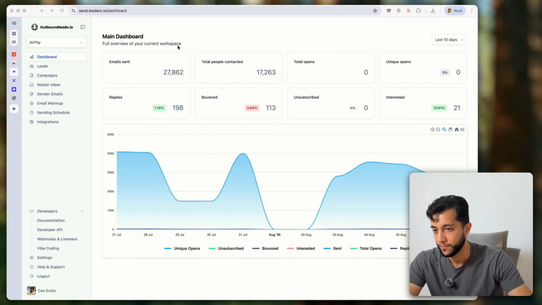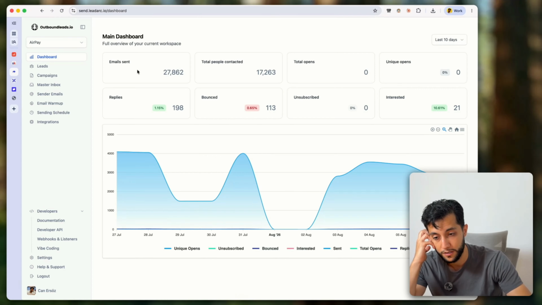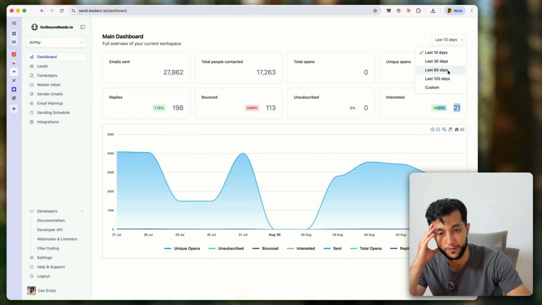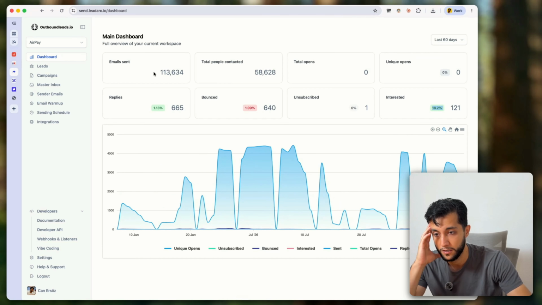Okay, boom. So we're doing it for AirPay right now. And I've noticed AirPay's campaigns perform horribly on Outlook inboxes. So we're only going to email Gmail going forward. And the response rates are nuts, once again. So if you look at the last 60 days, sent out 113,000 emails, 600 responses, 121 leads.